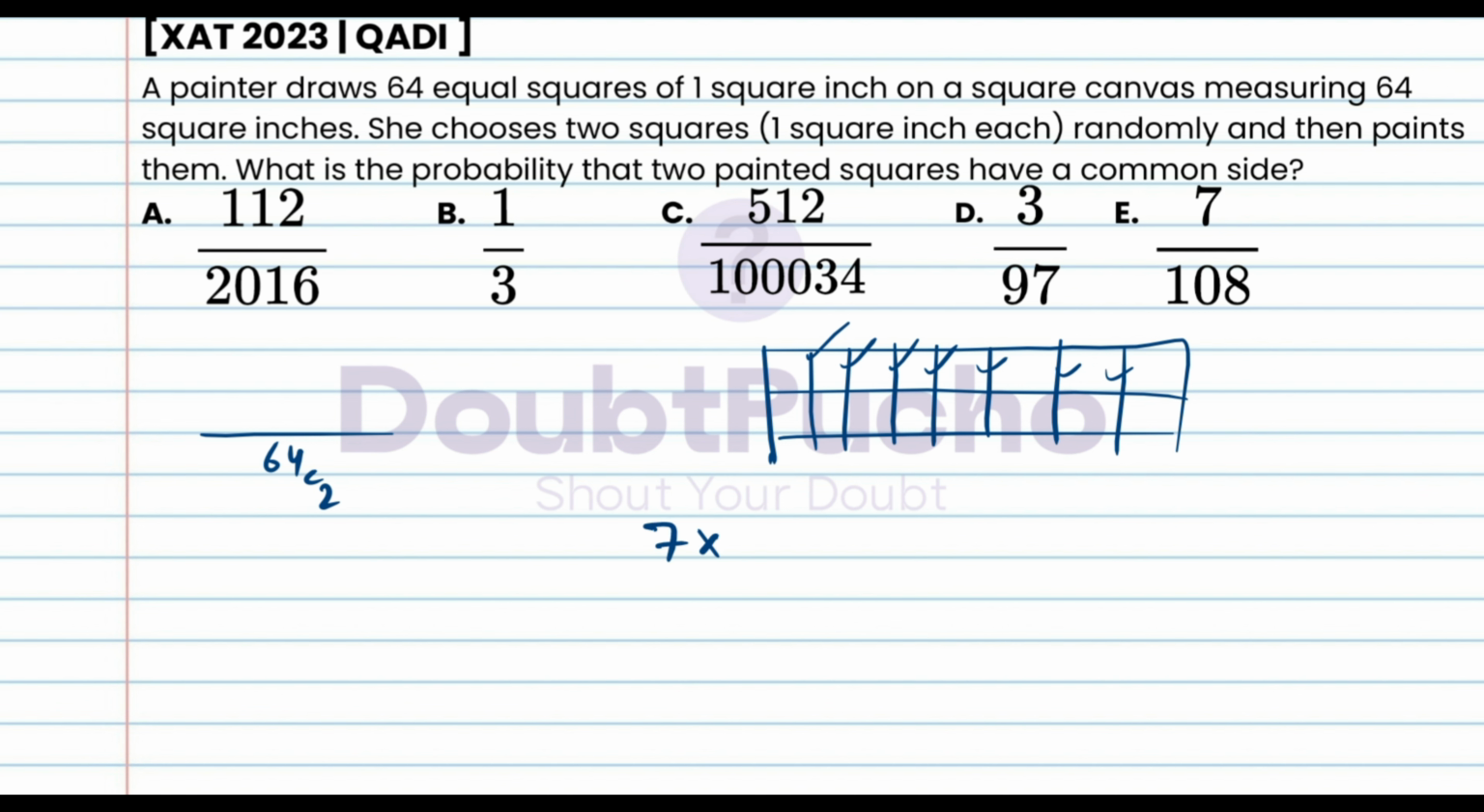So how many rows are there? So we have 8 rows, right? Similarly for columns also, so we have 1, 2 and 7, right? So 7 into 8 again, right? So this becomes your 56 into 2, which is 112. And जब आप इसको solve करते हैं तो ये आता है 112 upon 2016, right? Which means A option is absolutely correct.